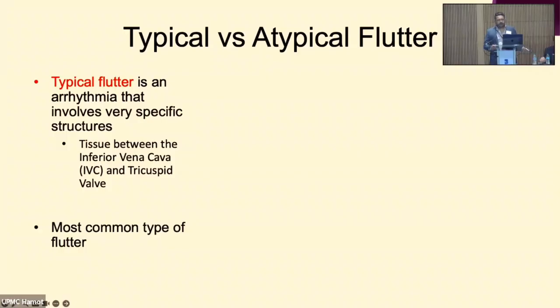Let's talk about atrial flutter. This doesn't get enough recognition. Atrial flutter and atrial fibrillation are close cousins of each other. What we're going to talk about today is typical atrial flutter. This is an arrhythmia that usually originates in the right atrium, and it involves very specific structures. It involves the inferior vena cava, and it involves the tissue between the inferior vena cava and the tricuspid valve. And this is the most common type of flutter.